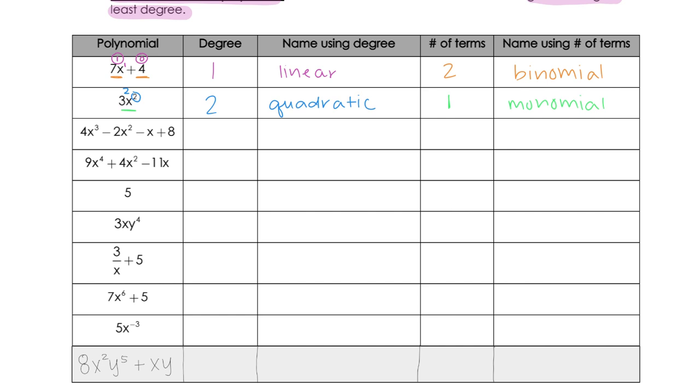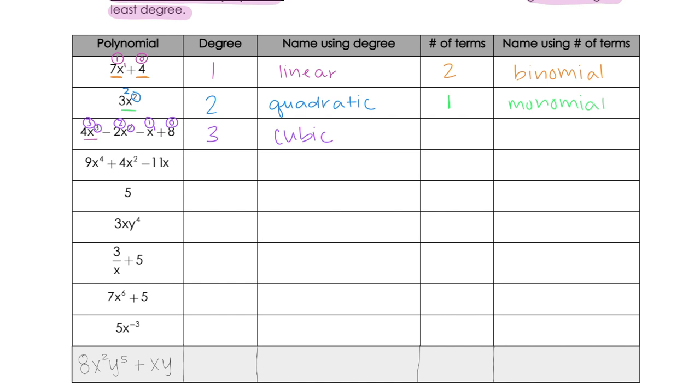And then on the next one, I see a degree of 3 for the first term, 2 for the second term, 1 for the third term, and 8 would have a degree of 0. So then the highest degree that I see is 3. So we would name it based off of the highest degree, the highest exponent that you see. So the name using the degree would be a cubic.